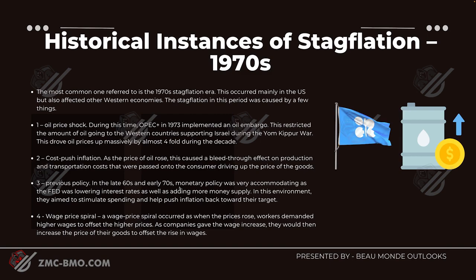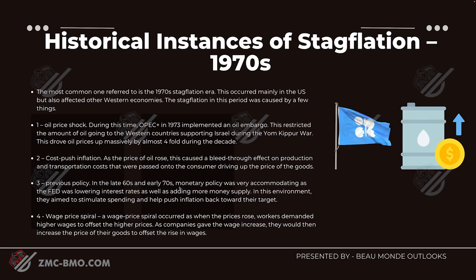Number two was cost push inflation. As the price of oil rose, this caused a bleed through effect on production and transportation. Because naturally, when a ship is moving from one end of the world to the other, or you're flying a plane from the US to Europe, for example, delivering goods, you have to use oil for that. And if the price of that has risen, then the company will likely pass that on to the consumer, which is that cost push inflation.